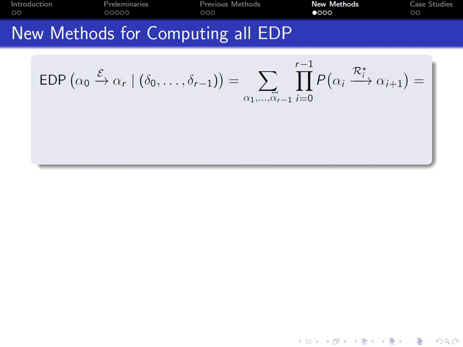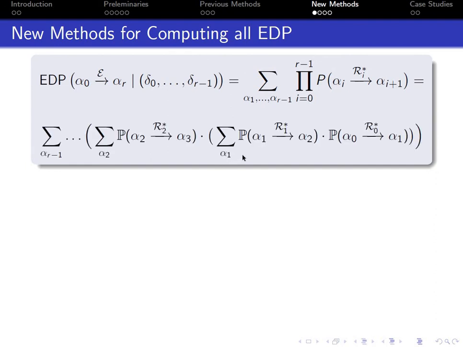If we open this sigma and the multiplication, we can bring some of the sigmas inside the multiplication. For instance, you can bring the sigma over alpha 1 until the point that the remaining probabilities are dependent on the value of alpha 1. And for alpha 2, we can bring it until here, where there is another probability dependent on the value of alpha 2. In this way, you can continue until the point that there is only one remaining sum, which is over the value of alpha r minus 1. This equation offers us a round-by-round method to compute the expected differential probability.